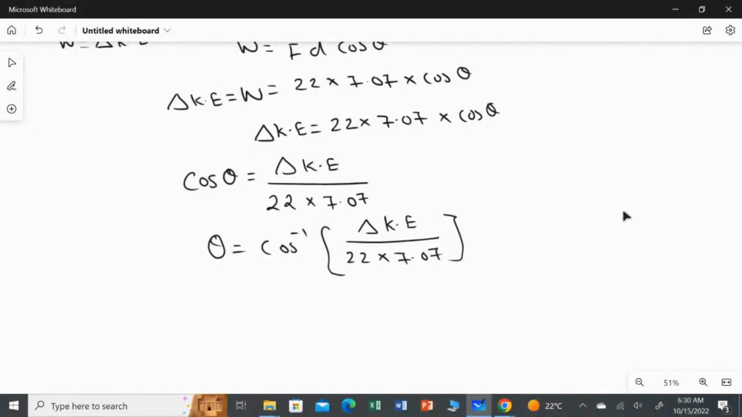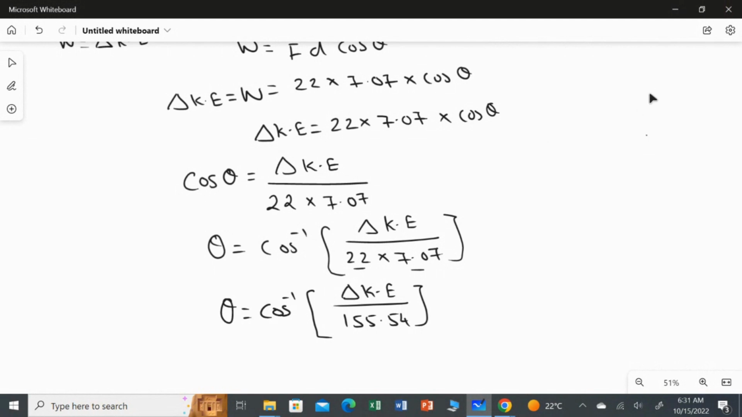So we already got the equation for theta. Now the only thing we have to do is substitute the value. Better I can multiply this first. 22 multiplied by 7.07 gives me the answer of 155.54. By that, this equation becomes theta is equal to cosine inverse of change in kinetic energy over 155.54. How did we get this? I just multiplied this with this. Clear?